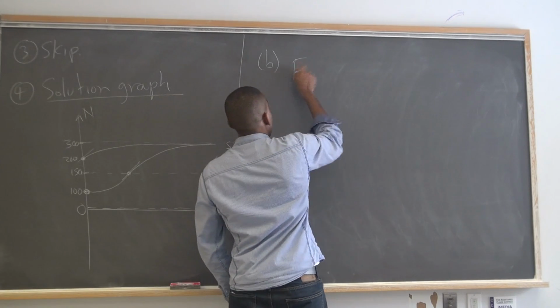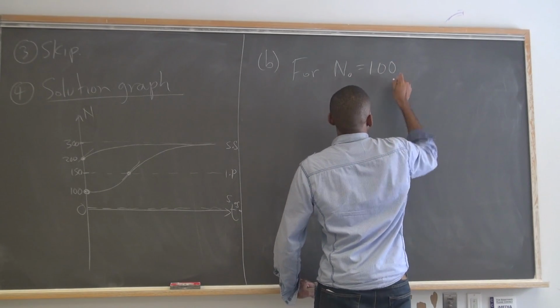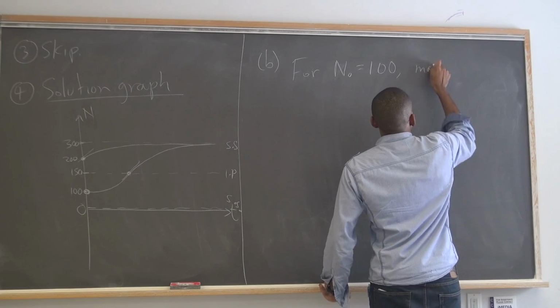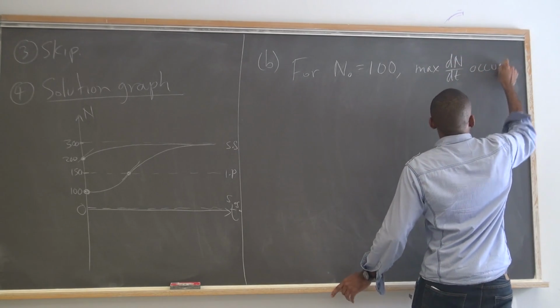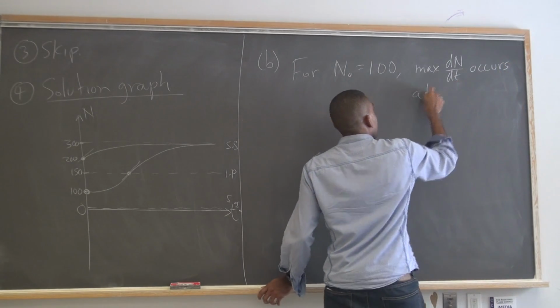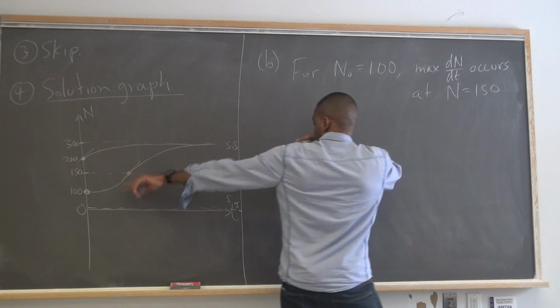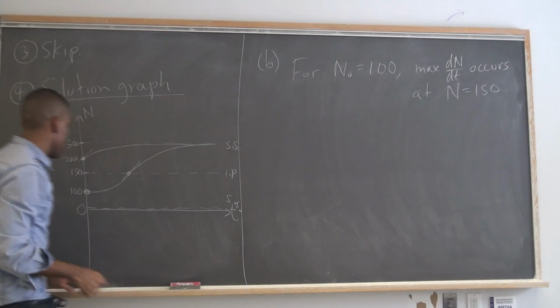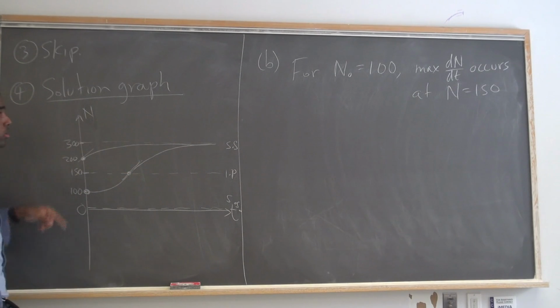So for N0 equals 100, max dN/dt occurs at N equals 150, your capacity over 2, right? This is when your population hits 150, that's when it's increasing at its maximum.